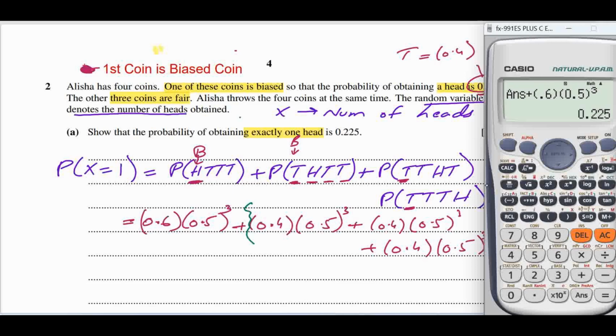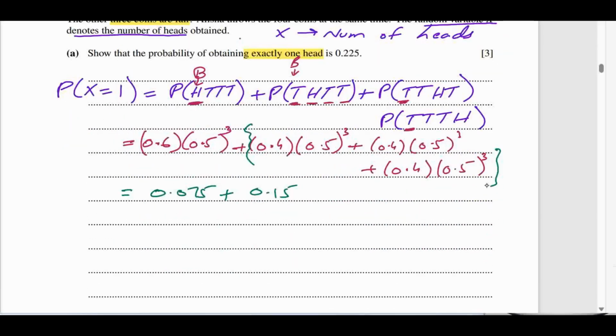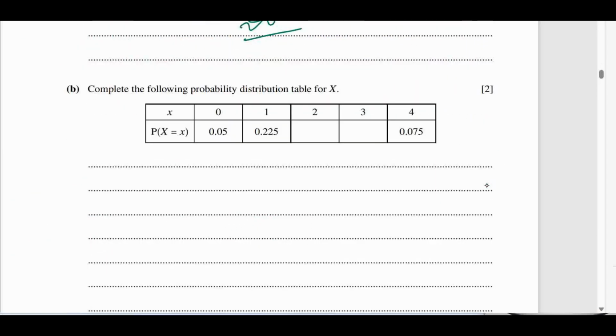0.225। यही हमने प्रूव करना था, बट द थिंग इज कि आपने इसकी वर्किंग सेपरेटली करनी है। दिस विल बी 0.075 प्लस दिस विल बी 0.15। इसको सिंप्लीफाई करेंगे तो योर आंसर विल बी 0.225। दिस विल बी द प्रोबेबिलिटी ऑफ एग्जैक्टली वन हेड। So this will be the final answer. I hope that the concept is clear. Let's move on to the next part.